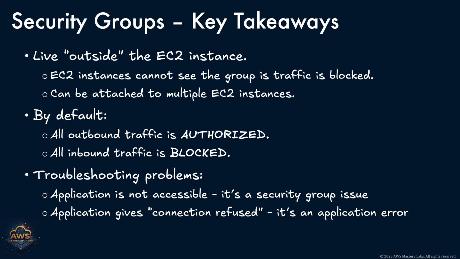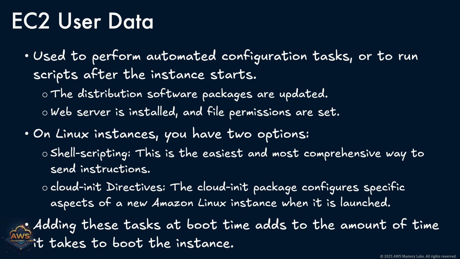When you launch an Amazon EC2 instance, you have the ability to pass user data that can be used to automate configuration tasks or run scripts automatically after the instance starts. This capability allows you to pre-configure your instance at launch without having to manually log in and make the changes yourself. For Linux instances, there are two main ways to pass user data.